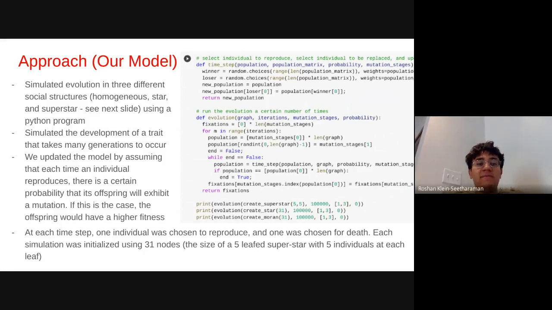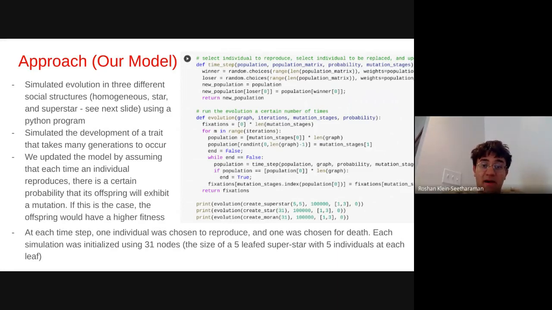And so we simulated this in 3 different social structures using a Python program. And we'll go into a bit more depth on those specific structures in the next slide. And we simulated the development of a trait which takes many generations to occur. And so the way that we introduce this into the model is we assume that each time an individual reproduces, there is a certain probability that its offspring will exhibit a mutation in the next step in that sequence, in which case it would have a higher fitness.